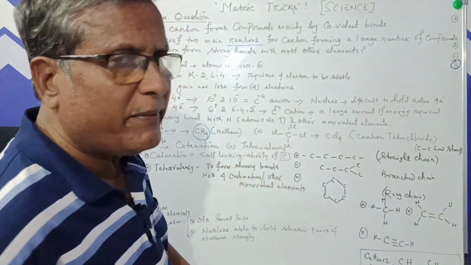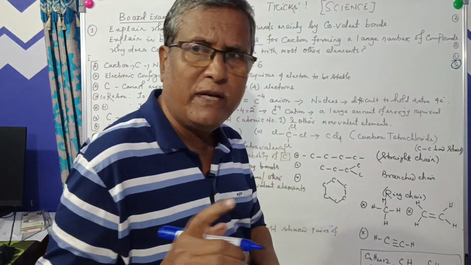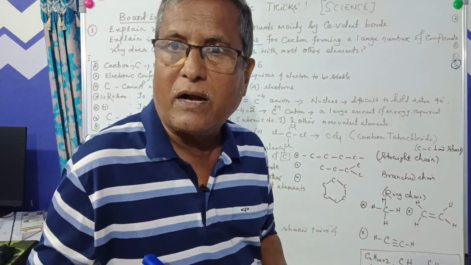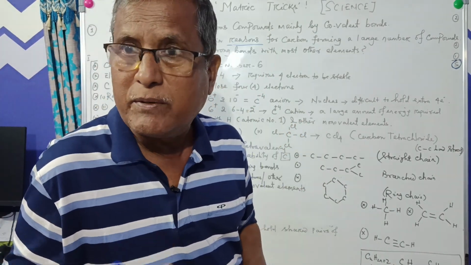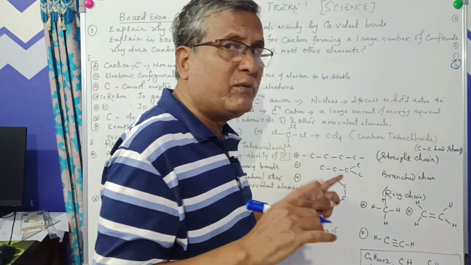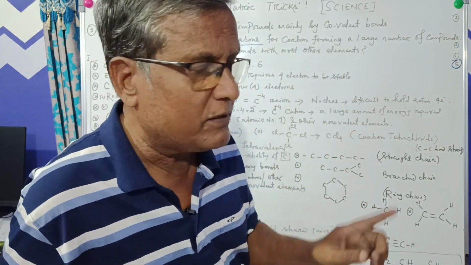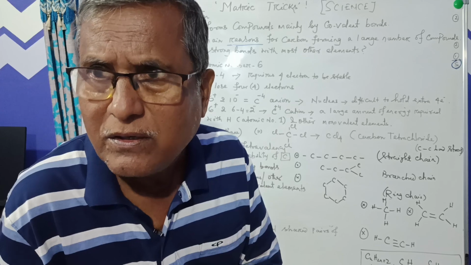Another example that we have given for your understanding is carbon and chlorine. You know chlorine's atomic number is 17, so its configuration is 2, 8 plus 7. So it requires only 1 electron to be stable.